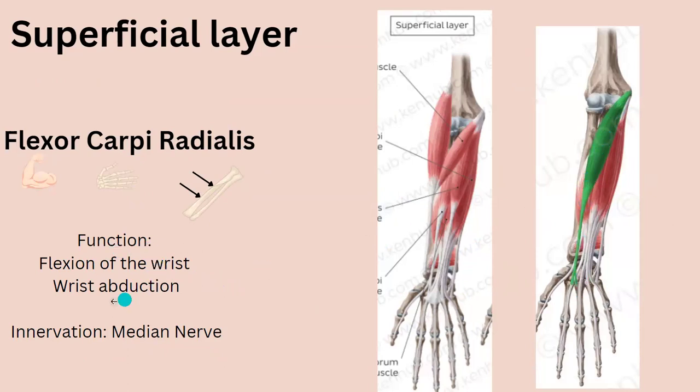Now, it says it abducts the wrist. Since it's on the lateral side of your wrist, it only makes sense that if this muscle shortens or contracts, the wrist will go this way, which is basically abduction. And it's also attached to your carpal bones right here. So it only makes sense that if this muscle contracts, it will bring about flexion of your wrist.